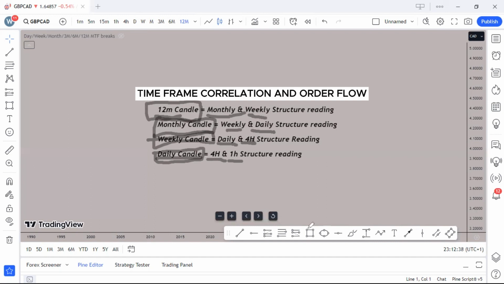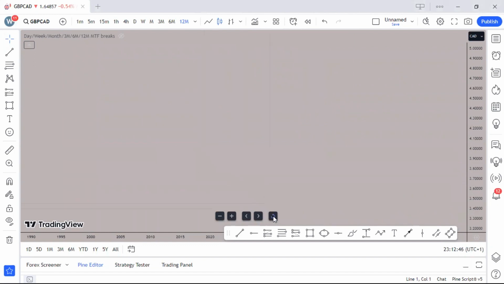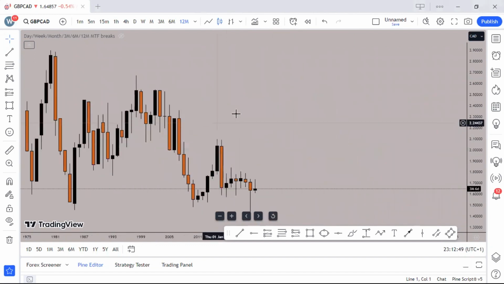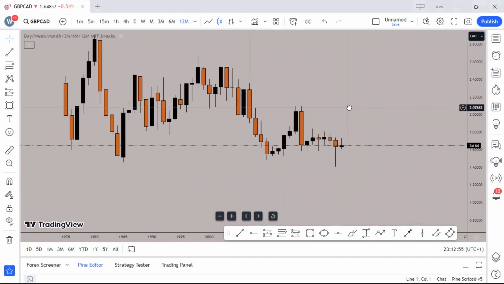So let's go for a practical view. Now looking at this pair, for example, we are using GBP CAD. Looking at this pair from here, this is last year's candle. Now for this last year candle, how do you know that this candle is going to make a run down to make this lower low?